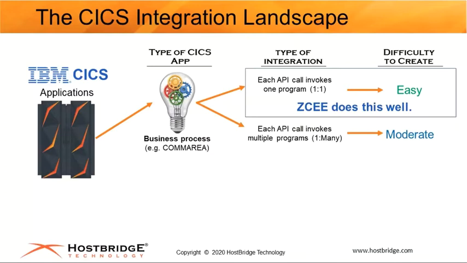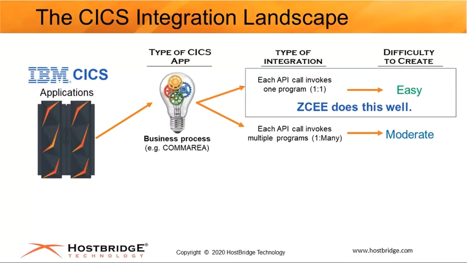And so let's look at a design case where, in the business process, we have a collection of COMMAREA programs, but in order to offer the desirable API, we really need to execute more than one program. We would call that the one-to-many scenario. So we want one API request to come in, and we want a series of programmatic activities to occur.